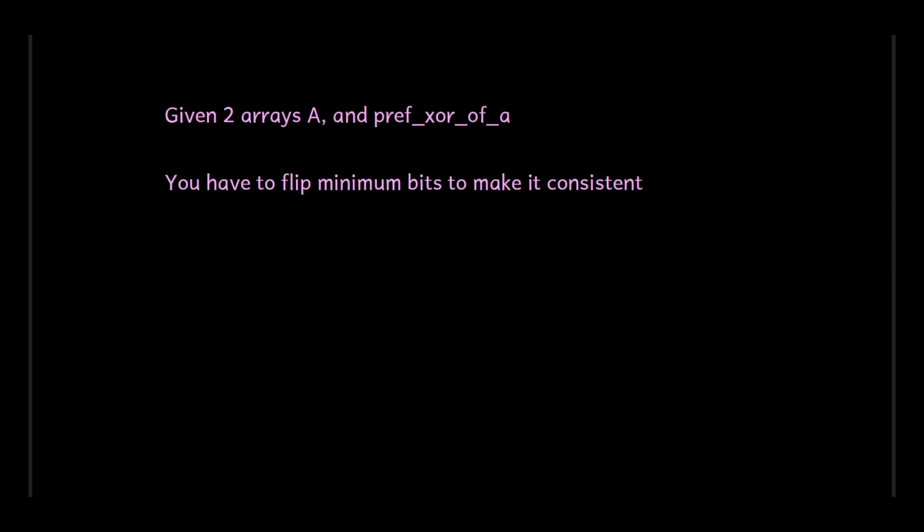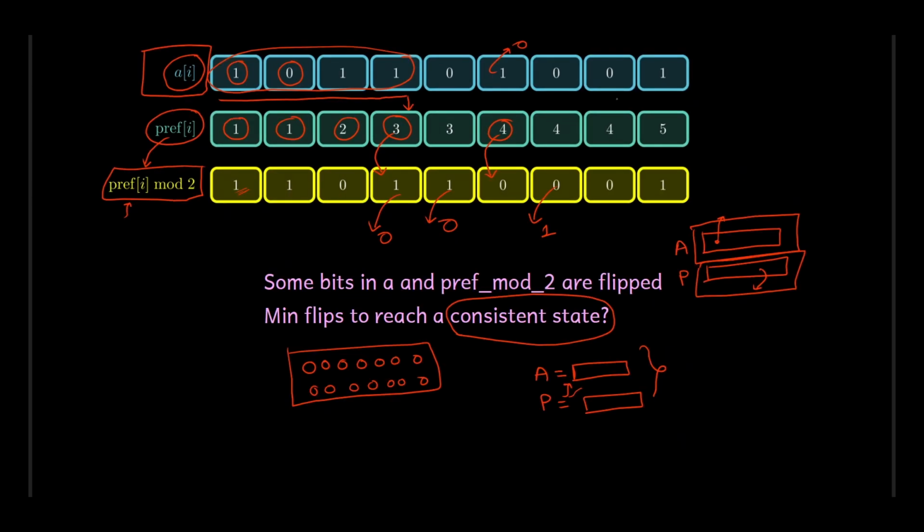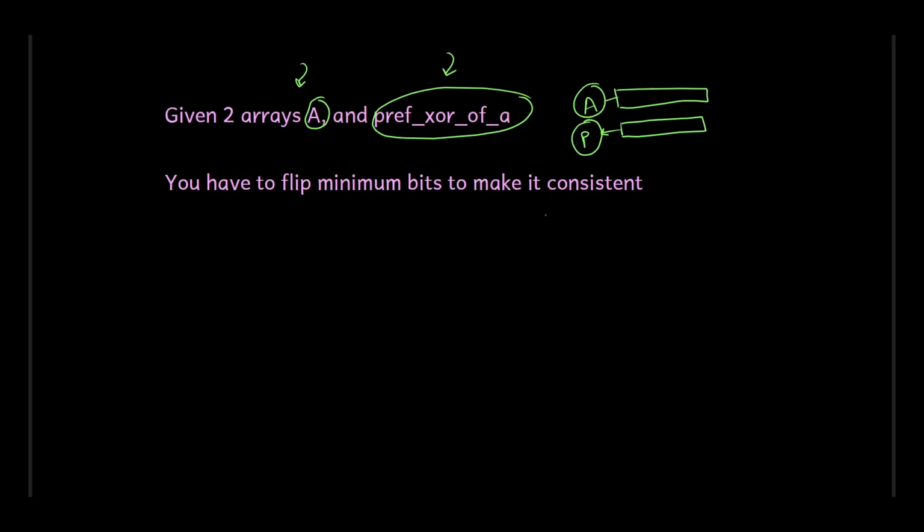So now the reduced problem becomes that you are given two arrays, A as well as the prefix XOR of A, and some of the bits might be flipped in A as well as the prefix XOR of A. So you have to figure out how many more bit flips you need to do, such that the lower array, which is P, becomes the prefix XOR array of the upper array A after doing the series of flips. Right? Now, how do you solve this?